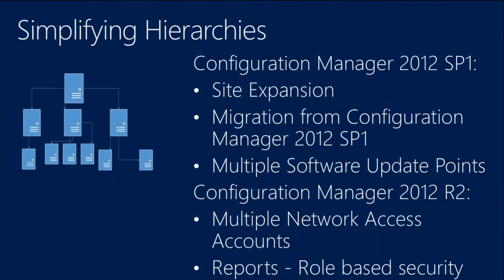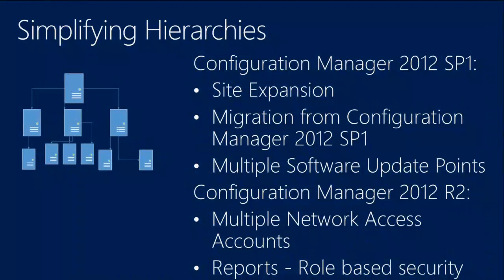Multiple network access accounts. So one of the scenarios we have today where people have to have multiple primary sites is when you have untrusted forest or workgroup scenarios. In those types of environments, your logged on user account, your computer account probably is not able to access your distribution points. So you have to use this thing called a network access account. Well, you only got one per primary site. So all your clients have to use that one network access account. If you have multiple different untrusted forests of clients, that's not going to work very well. So you have to have a different network access account for that untrusted forest, which means another primary site.